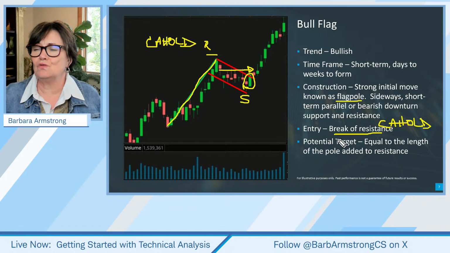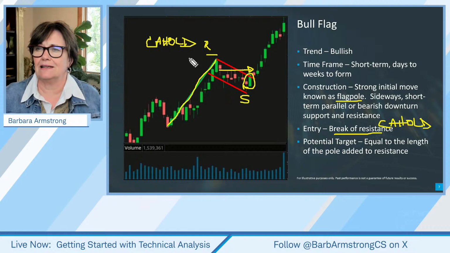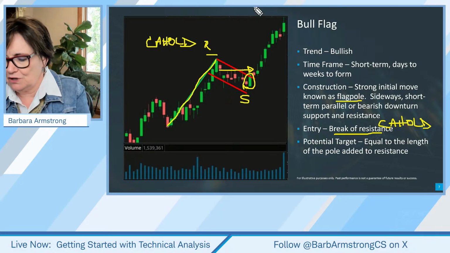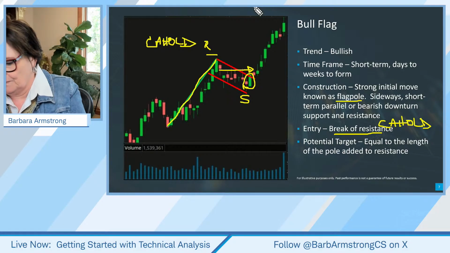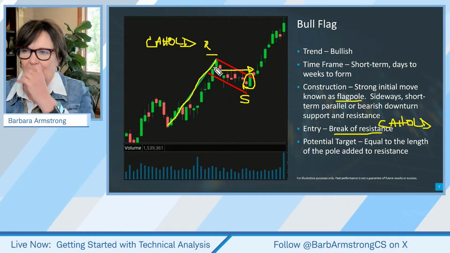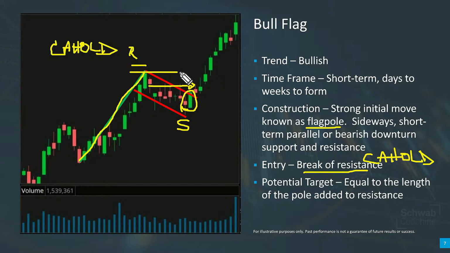And so two types of targets are common. The first one is the previous high, and we would call that a swing target. So this could be your first target, target 1, and we'd call that a swing target. And then if you say, well, I'm going to make my target equivalent to the length of the flag, that would be a flagpole target.